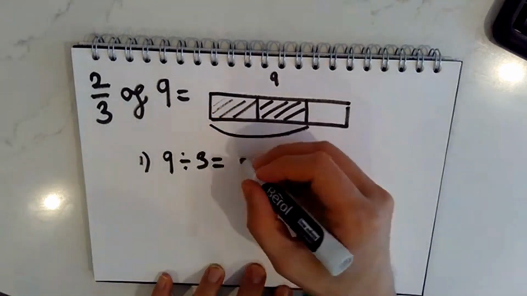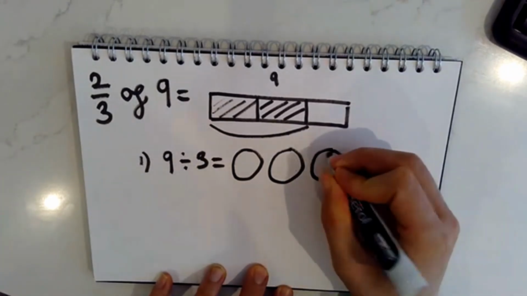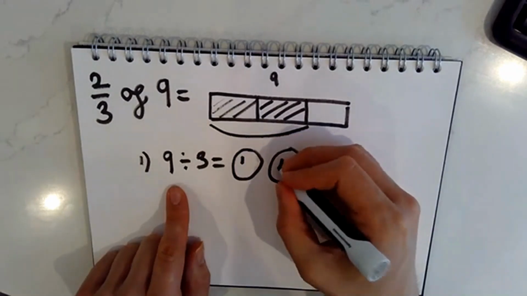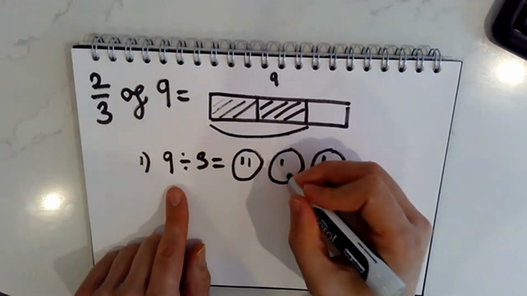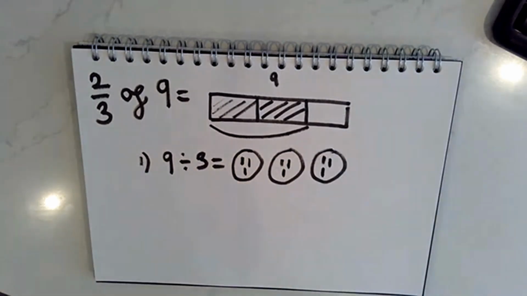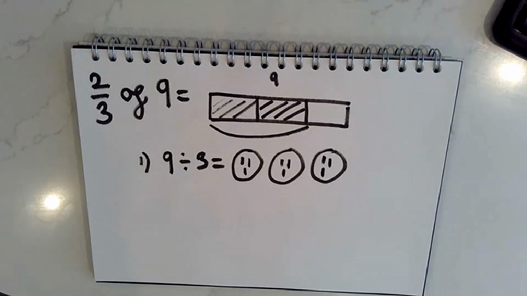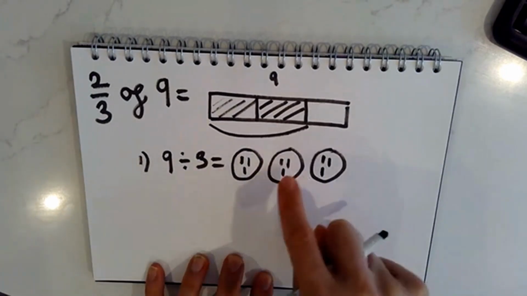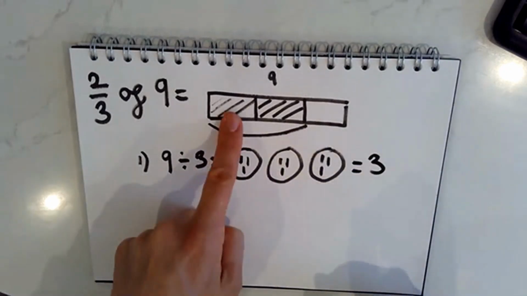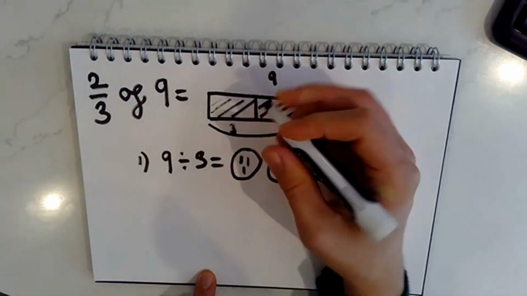How am I going to do 9 divided by 3? I'm going to draw 3 circles, because that's the method we know. And then I'm going to share my 9 equally. 1, 2, 3, 4, 5, 6, 7, 8, 9. Brilliant. I now know what each third is equal to. There is 1, 2, 3, 1, 2, 3, 1, 2, 3. Each third I now know is equal to 3.